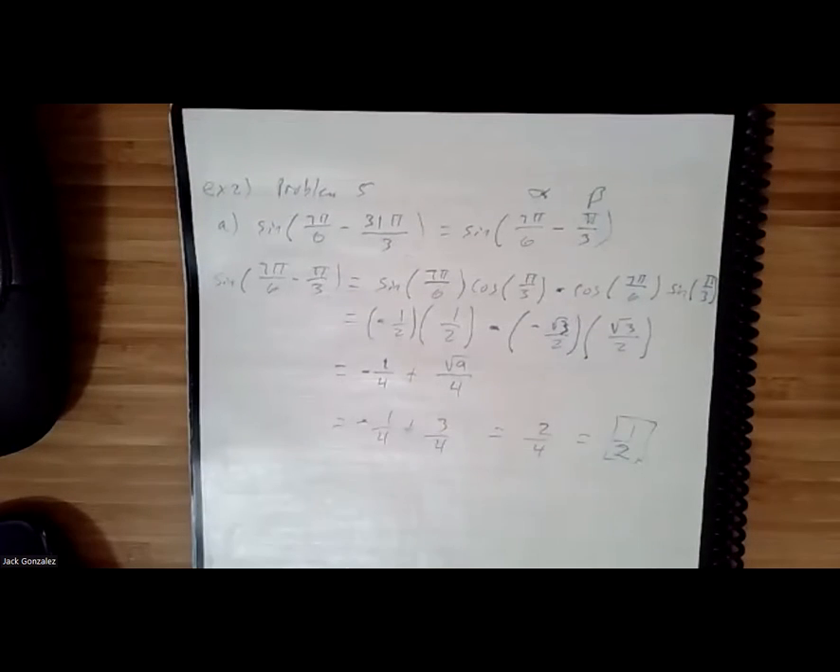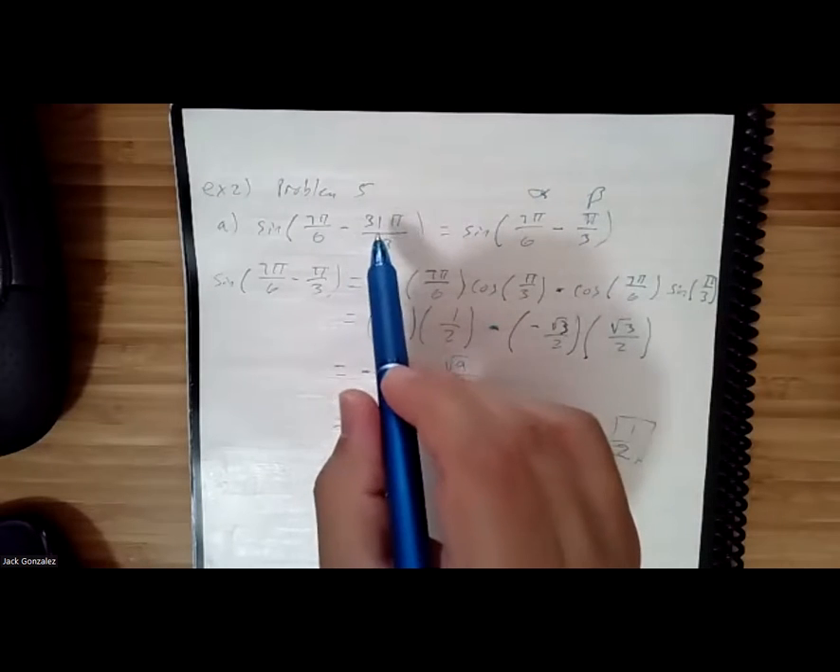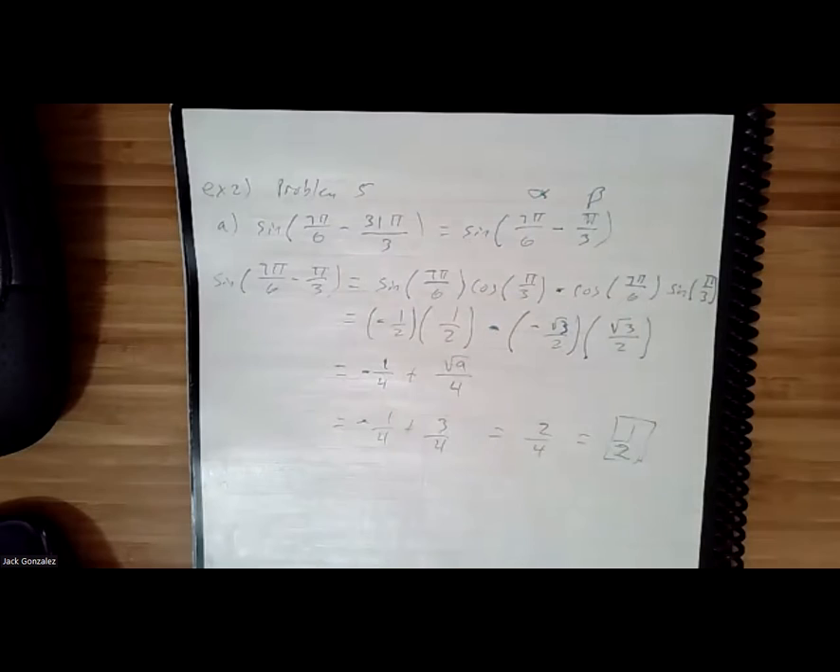You guys agree with this? Anything that doesn't make sense or is strange? See how it's the same exact thing as the last example. We just had to adjust this angle. We have to find a coterminal angle that's easier, that's on the circle, basically.